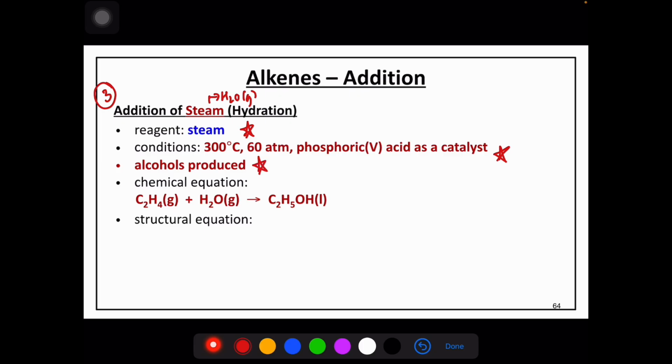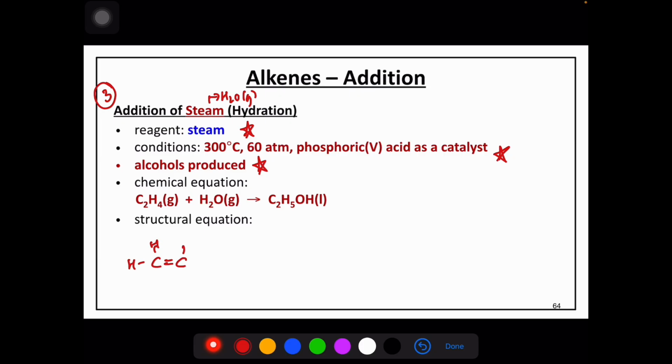Now, the reagent is steam. The conditions are a bit unique. It's 300 degrees Celsius temperature, 60 atm pressure, and we use an acid called phosphoric(V) acid as a catalyst. And this reaction is important because it helps us to form alcohols. Now, alcohols is something you're going to learn in the next part of organic chemistry. But first, let's understand how the structural equation looks like.